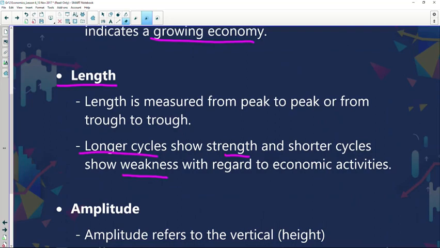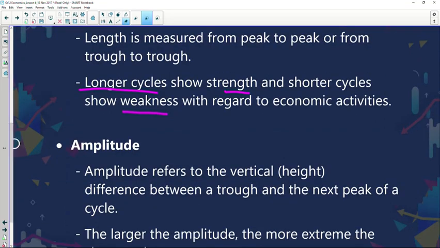And then obviously if it was just a shorter phase, then we can say it was expected that we will go through some economic difficulty, but it wasn't something major because the length wasn't that long in terms of business cycles and economic activities. So just be aware of that when you are going over your cycles.